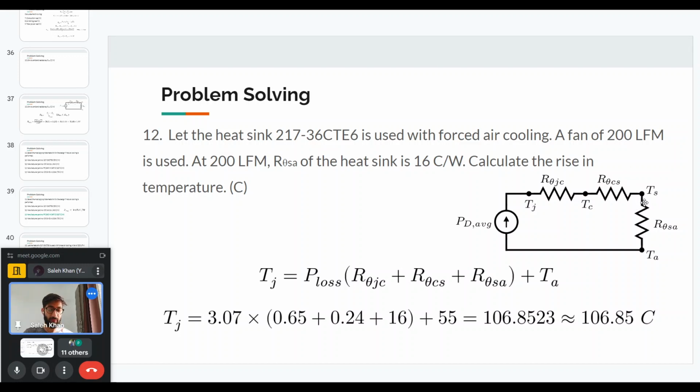Because now there are two losses coming, there will be two currents flowing through the thermal resistance of the heat sink. That is why this TS may be higher. So you have to solve that circuit to find the thermal resistance that is required to satisfy your maximum junction temperature.